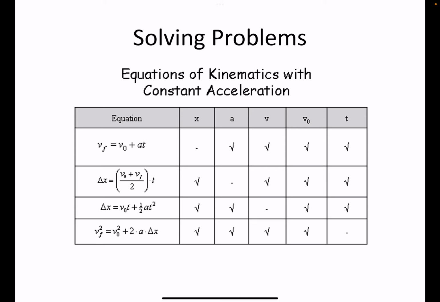This table here is a great guide. It shows which variables are in each equation. So as long as you can find the 3 known quantities, you can always guarantee to find the equation that can help you solve the unknown.